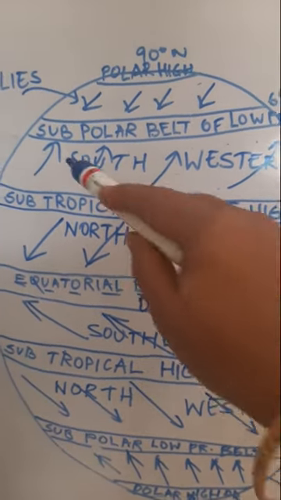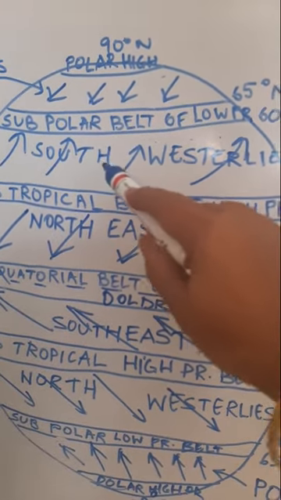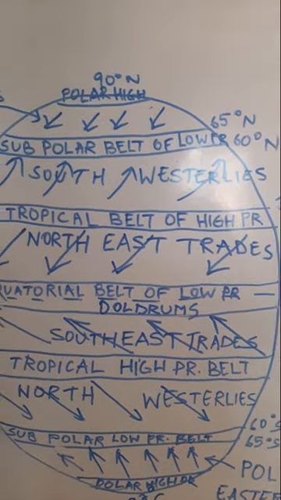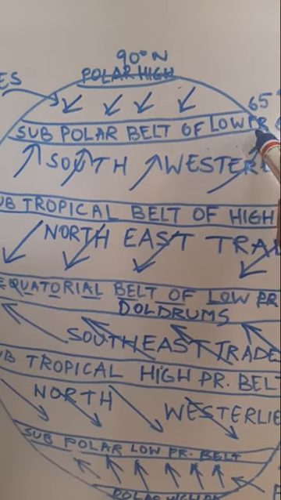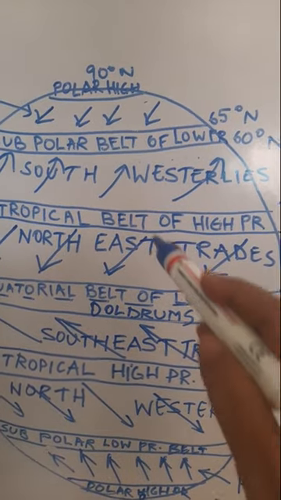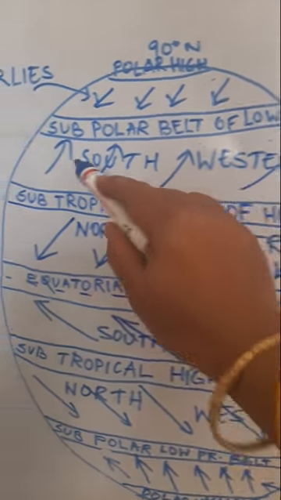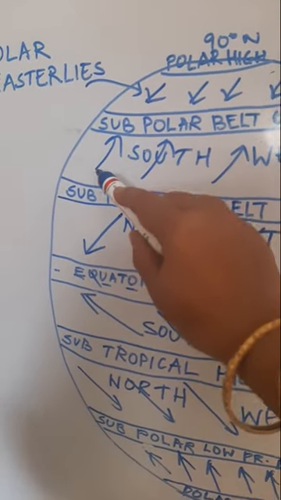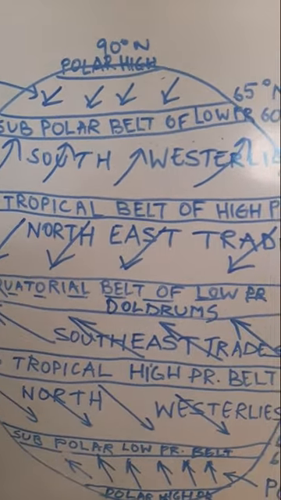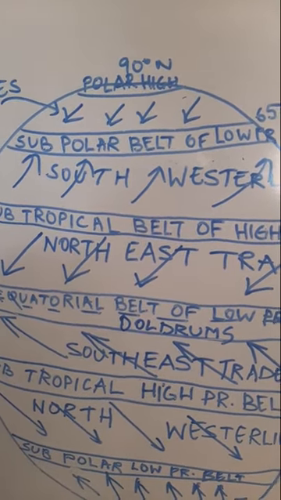Then again I will move to the northern hemisphere. In the northern hemisphere, children, from the subtropical belt of high pressure, the wind is moving at a little bit of an angle towards the subpolar belt of low pressure. So here you must write southwesterlies. The name is westerlies, W-E-S-T-E-R-L-I-E-S. It is blowing from the southern part, so southwesterlies. From the subtropical high pressure belt, this wind is blowing towards the subpolar low pressure belt.